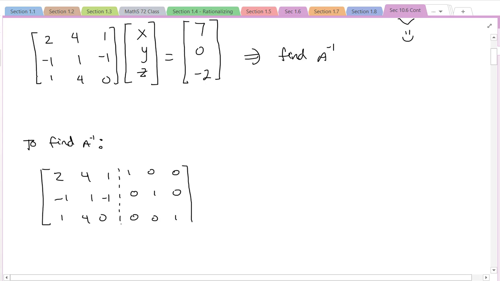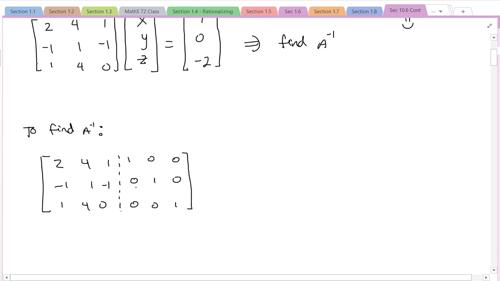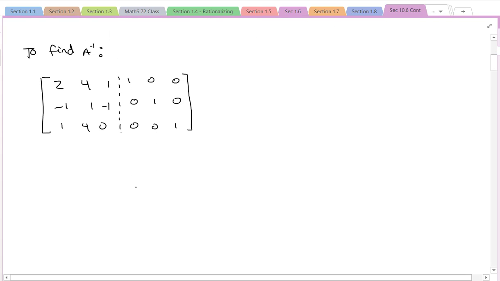And we're going to perform row operations to try to get the identity on the left, and then whatever we end up with on the right will be A inverse. So let's see. The first goal is to get a 1 on that first row, first column entry. There are different ways we could do this one. We could add row 2 to row 1 to get a 1 there.